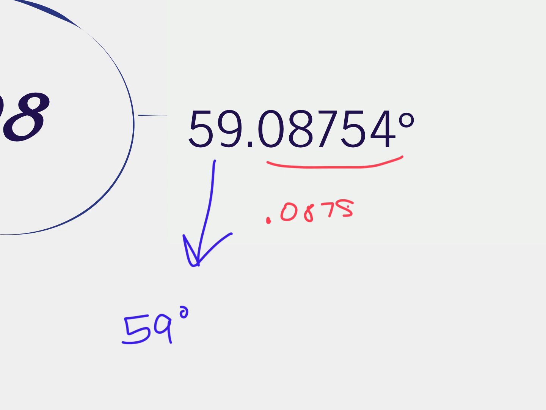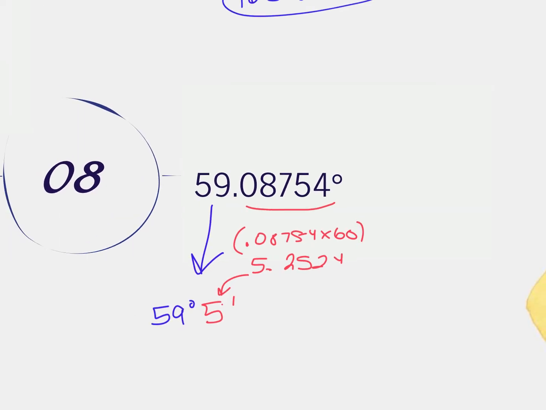What's the easy part? The whole number. What's the whole number? 59. Perfect. So 59 degrees. So now let's find the minutes. How do I find the minutes? I'm going to take the decimal right here, 0.08754. And I multiply it by what number? Times 60. Good. Tell me what you get. 0.08754 times 60. Perfect. 5.2524. All right. Whole number is my answer. So how many minutes am I talking about? 5 minutes.